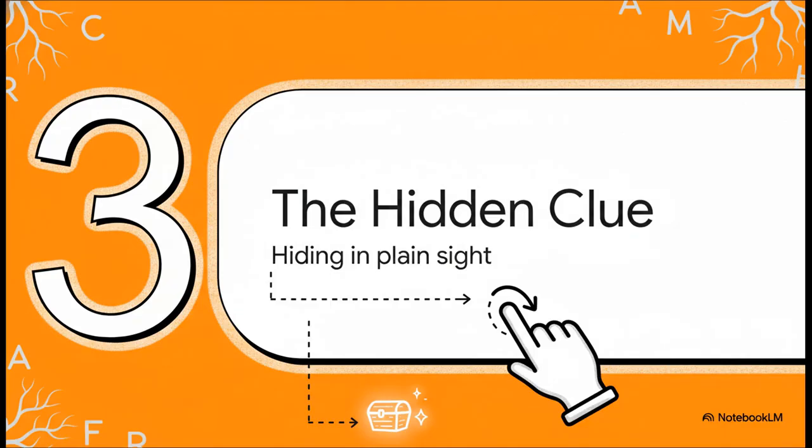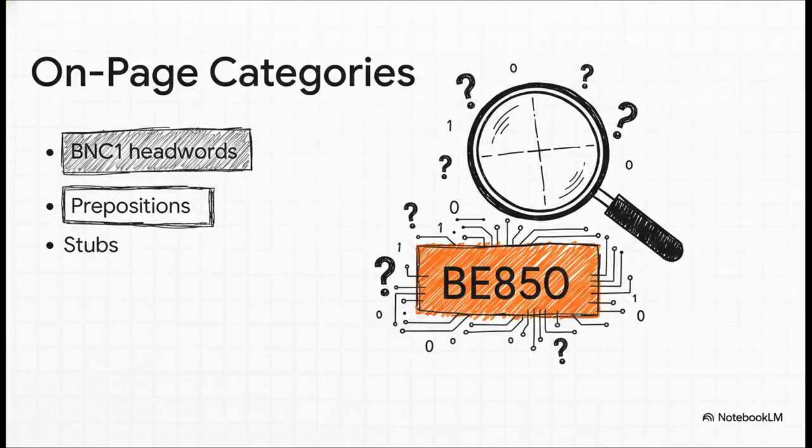This is where it gets really interesting. Because if you were looking at the page for this word, and you scrolled all the way down at the bottom, there's a clue, something that just doesn't seem to fit. And here it is. The page is categorized under prepositions. That makes total sense. But then there's this other tag, BE850. What on earth is that? It's not some grammar term we all know. It looks like a code. And for us, it's the key.